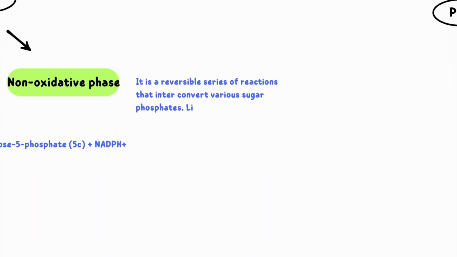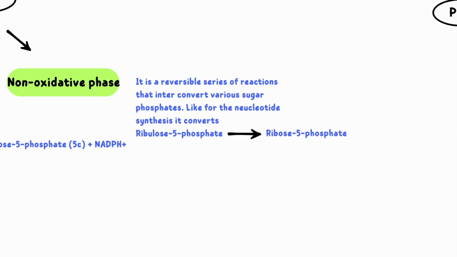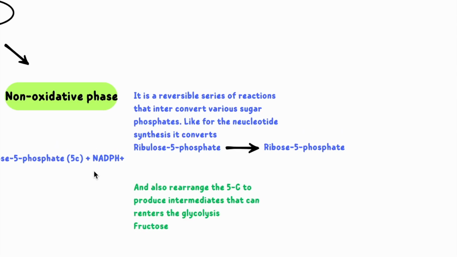Non-oxidative phase is a reversible series of reactions that interconvert various sugar phosphates. Like for the nucleotide synthesis, it converts ribulose 5-phosphate to ribose 5-phosphate and also rearranges the 5 carbon to produce intermediates that can re-enter into the glycolysis like fructose 6-phosphate or glyceraldehyde 3-phosphate.